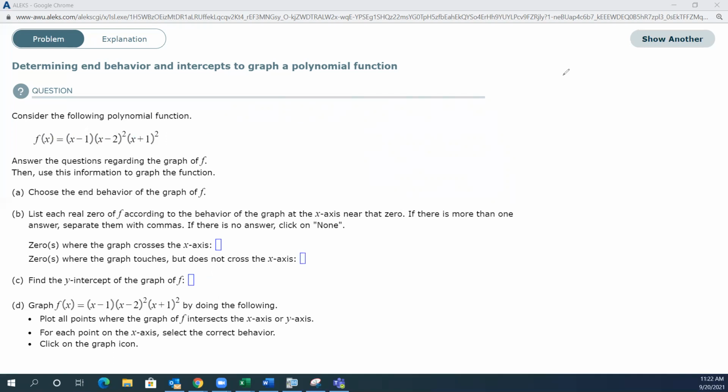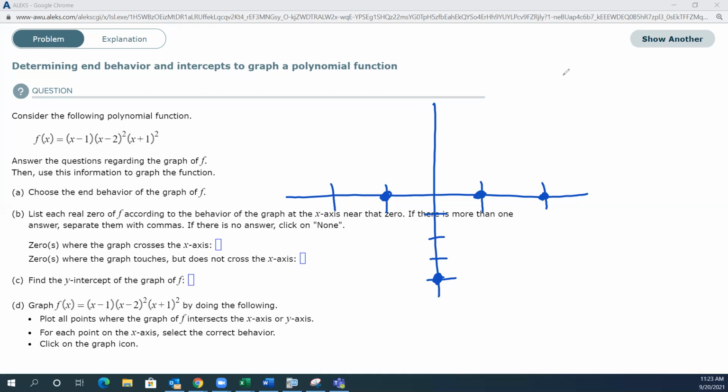All right, part D. Graph the function by doing the following. You plot all the information that you found. Okay, so we found, let's see, 1, 2, 3, 4. So we found a y-intercept there. We found an x-intercept there. We found another x-intercept there. One there.